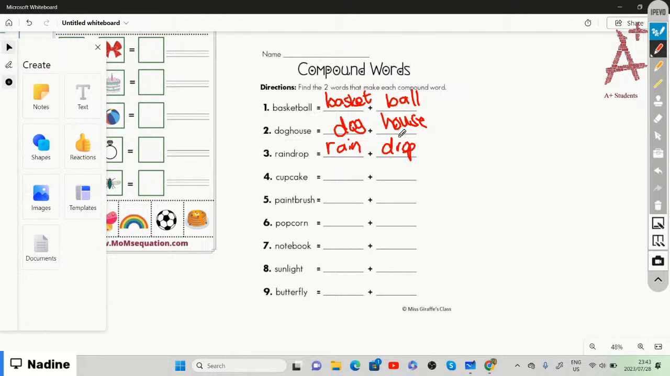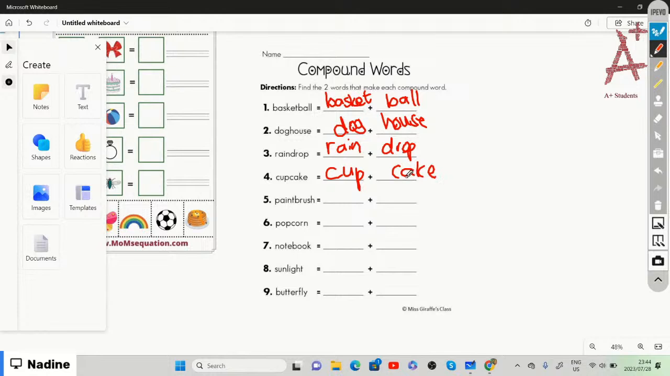Then we have cupcake. We need to show the two words that make up the one compound word. So cupcake is cup plus cake. So cup plus cake equals cupcake.